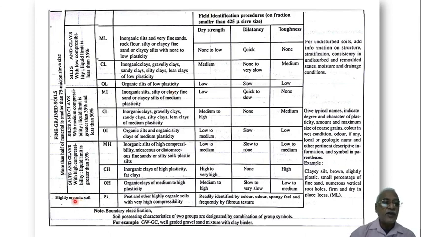If it is highly organic soil, then it will be recognized with its color and odor, and it will be represented by peat. Right? Now field identification, we will have a separate discussion. Just have a look, that's all. How exactly dry strength, dilatancy, toughness is done, we'll be discussing in a separate session. Okay, thank you.